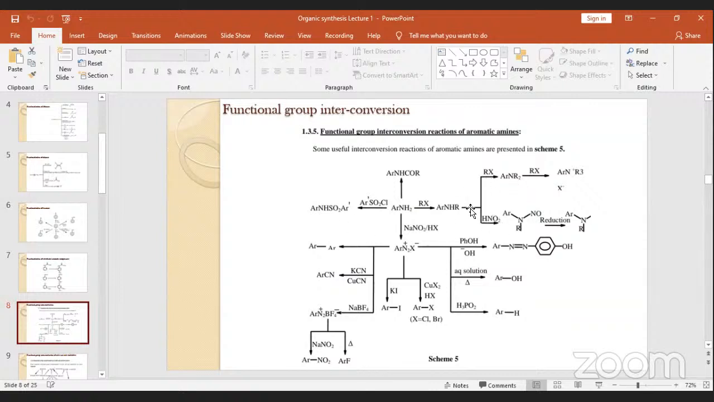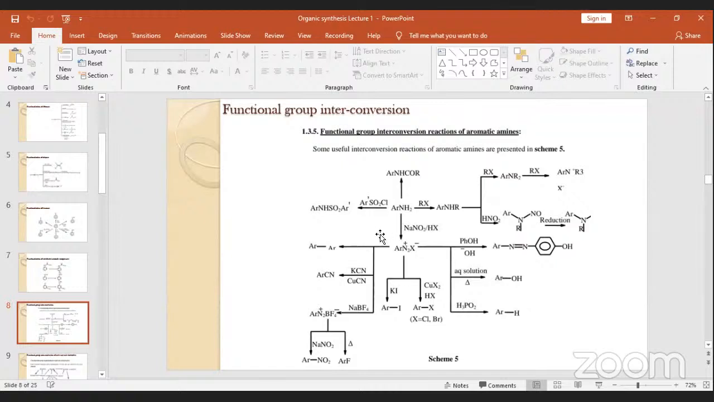So you can alkylate it, and then you can prepare N-nitroso derivatives. By treating with HNO2, that is nitrous acid, you will get the N-nitroso derivative, which can be reduced to the corresponding amine. Then you see sulfonylation: if you are treating an aromatic amine with aryl sulfonyl chloride, what do you get? You will get the corresponding sulfonyl amide. Sulfonyl amides again are very important derivatives.